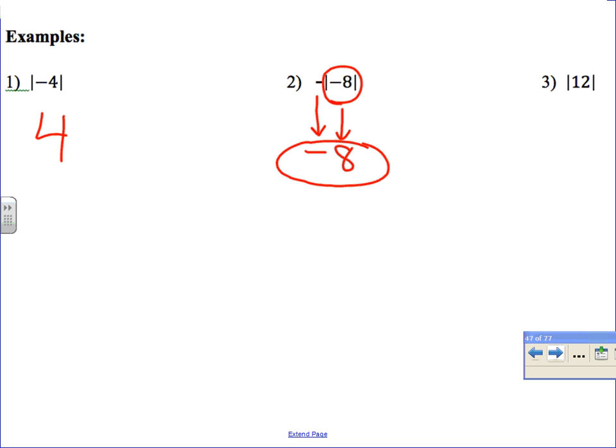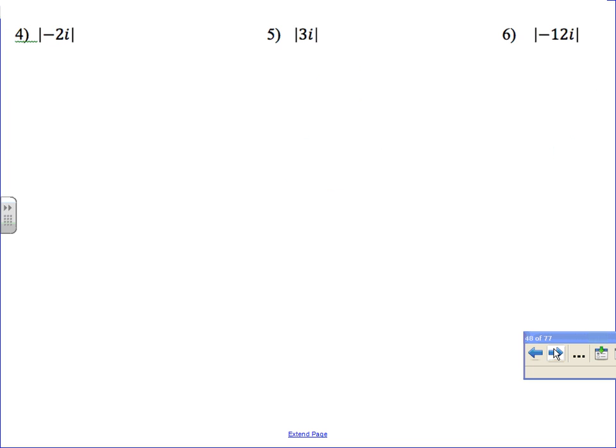Number 3, the absolute value of 12. In other words, how many units is 12 from 0? It's 12 units. Okay, let's look at number 4.